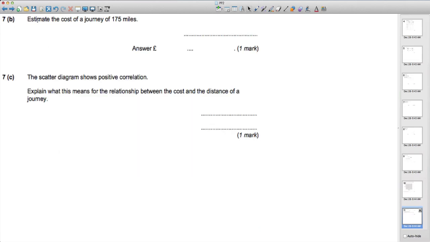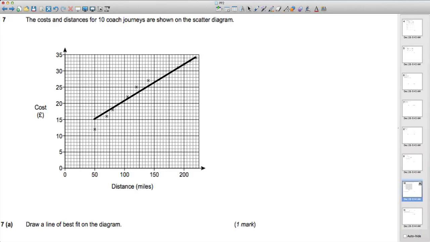Estimate the cost of a journey of 175 miles. Now, you must use your diagram to do this. If you don't draw a line on your diagram for this, you will get no marks. So 175 miles, go across here. 175 miles must be here because 50 miles is one massive square, so a little square must be 25. So 175 miles must be about there.